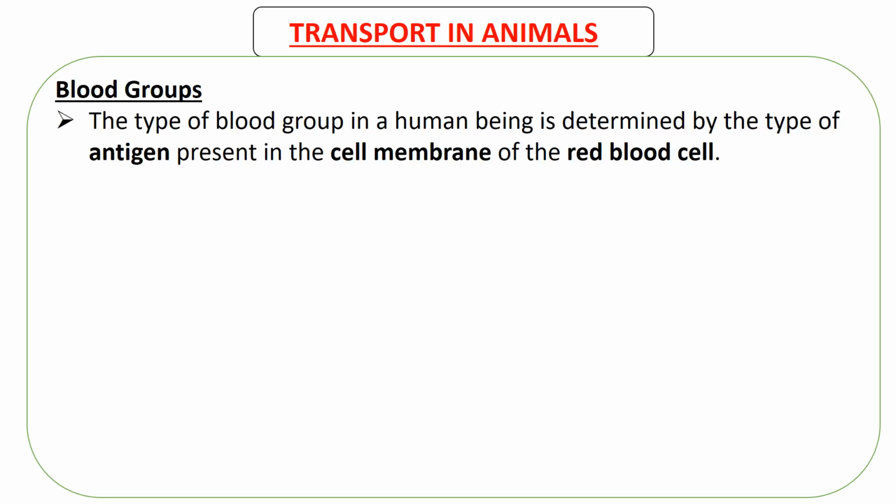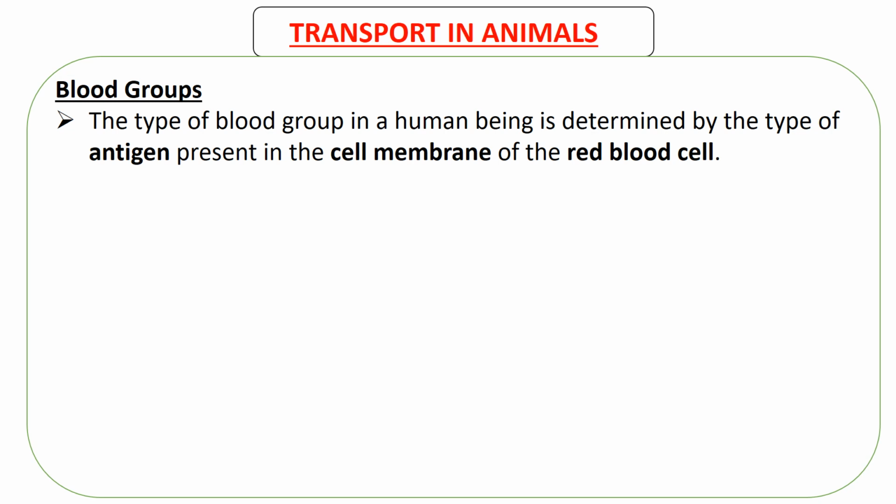So the type of blood group in a human being is determined by the type of antigen present in the cell membrane of the red blood cell. So you get a red blood cell. On its cell membrane, there are what are called antigens. The type of an antigen that is present there determines the blood group.